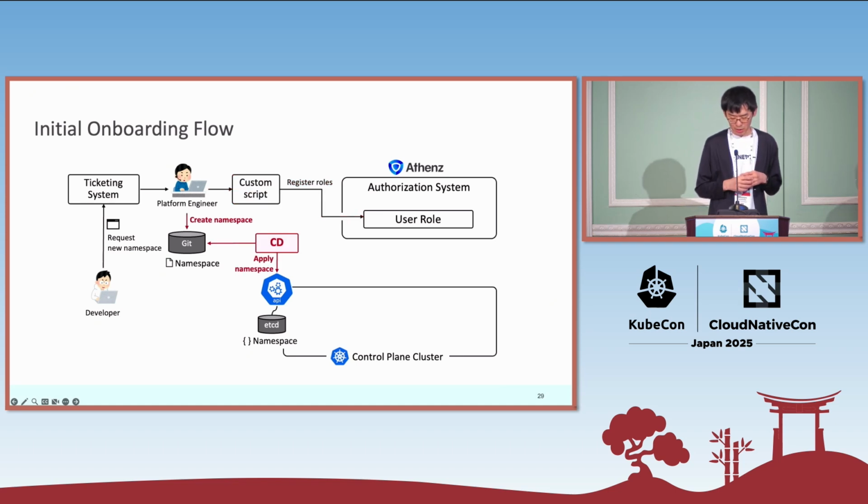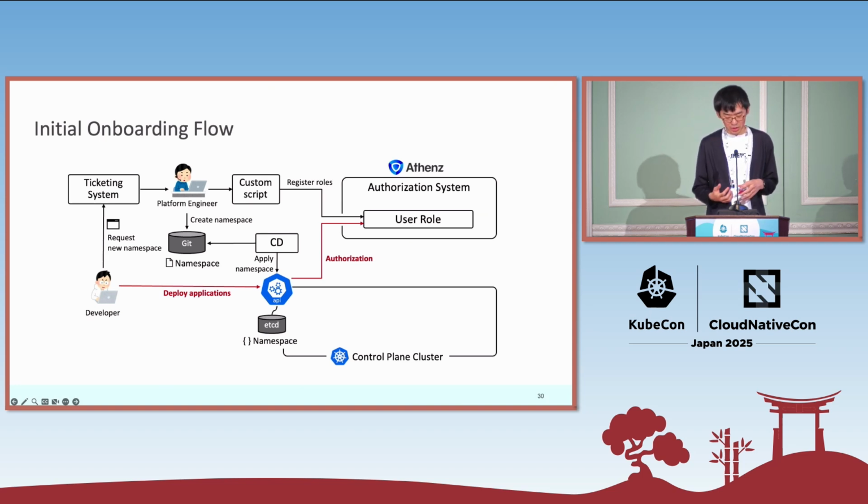Next, the platform engineer creates a namespace resource for the tenant in the Git repository. The namespace is managed in a GitOps-like manner, so the namespace resource will be reflected in the control plane cluster. And once these operations are completed, the developers can send requests to the API server in the control plane cluster, and then the authorization webhook in the Kube API server delegates the authorization to Athenz.